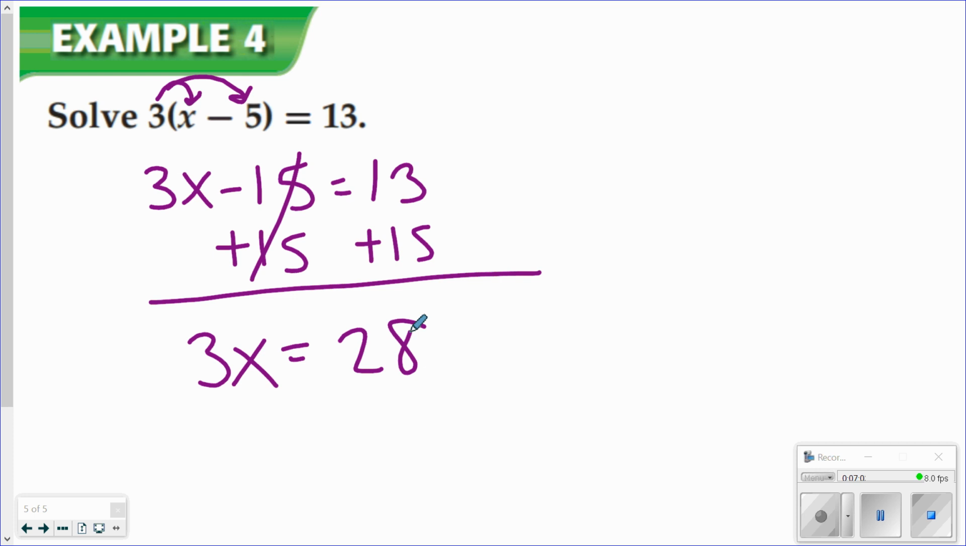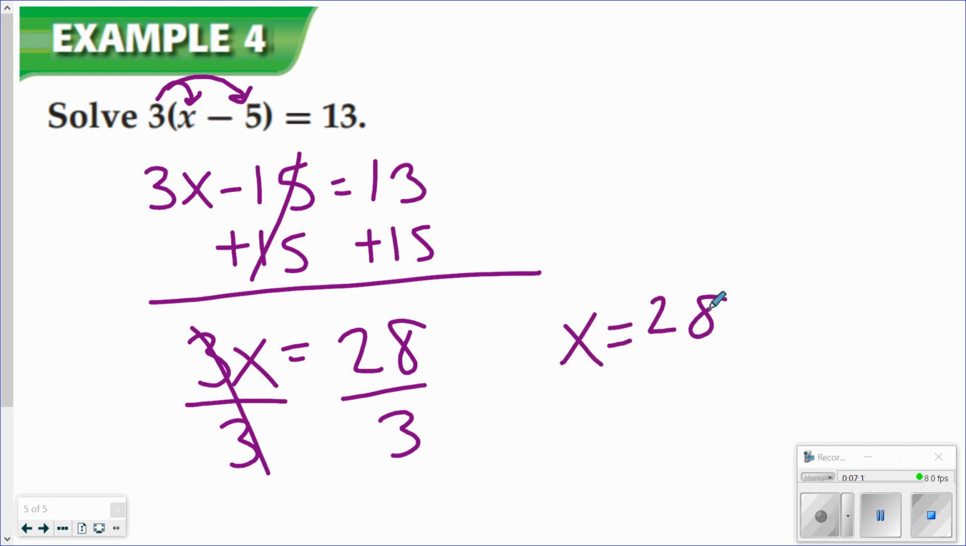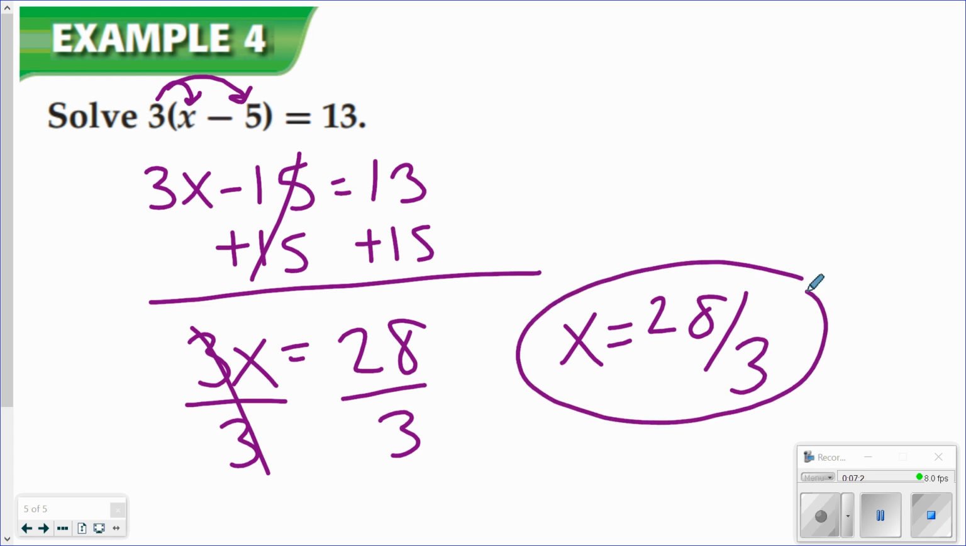Finally, I still want to get x by itself, so I need to divide by 3. And if I plug 28 divided by 3 in my calculator, I do not get a pretty answer. So x is just going to stay as 28 over 3. And that's my final answer.